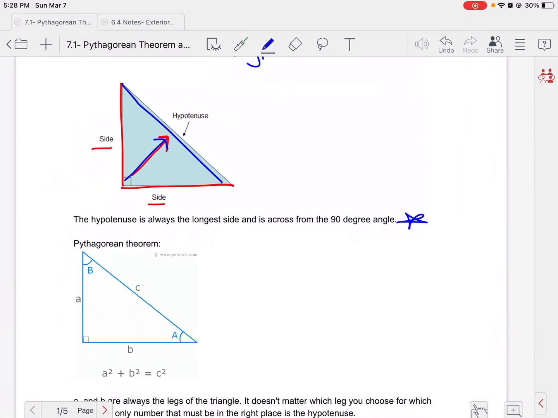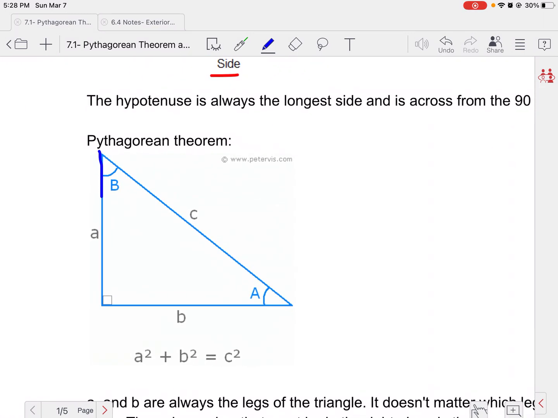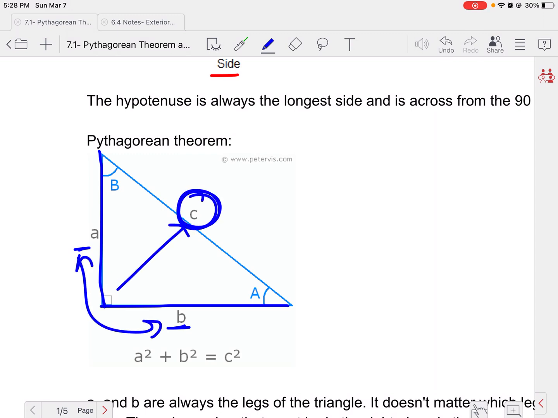So when we have the triangle, we can label one of the sides a, lowercase a, and the other side b. And the hypotenuse will always be called c. So the a's and b's can flip-flop. That doesn't matter, but the c will always be the hypotenuse. So hypotenuse and c go together. Stick that up in your brain.